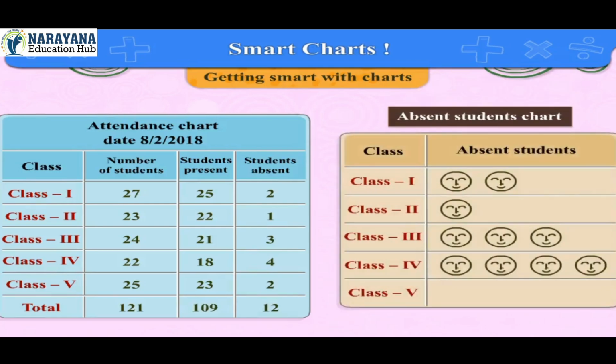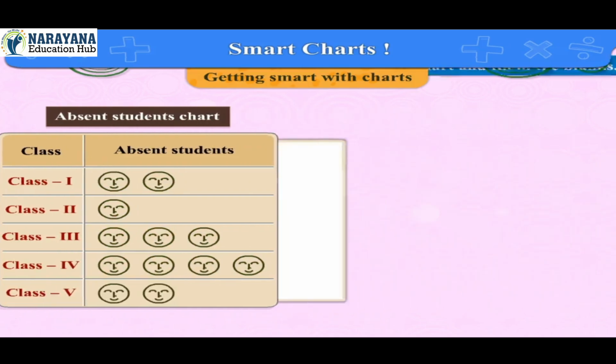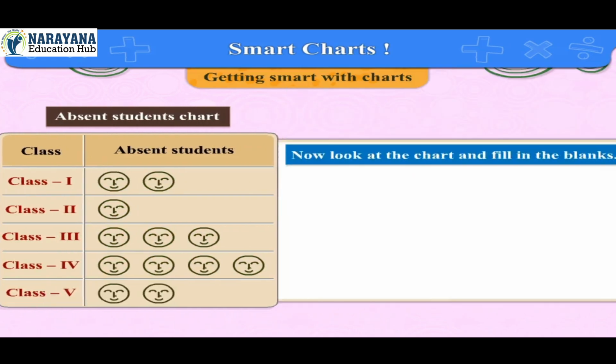Absent students chart. There is a chart to show the number of absent students. Each absent student is shown by this symbol. Now, tell me how many students are absent in class 5? 2. Right. So, how many symbols shall we show here? 2 symbols. Absolutely right. Now, look at the chart and fill in the blanks.